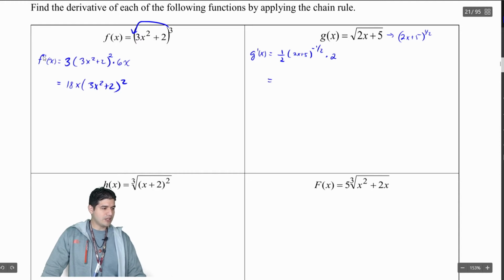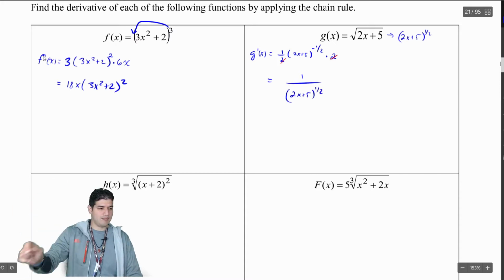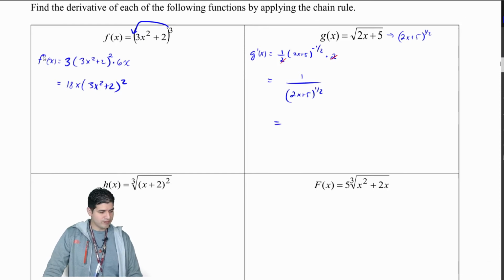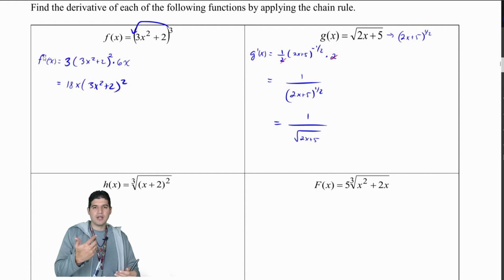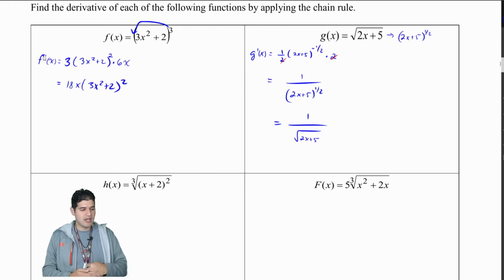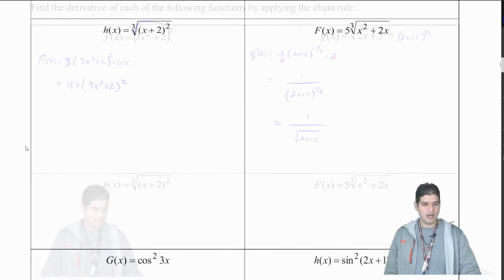All right, so as I go through simplifying this, I notice that these 2's divide out. So now I'm going to have 1 over 2x plus 5 to the positive 1/2, so I flip that into my denominator. And then now I'm going to just write this with the radical, 1 over the square root of 2x plus 5. And so as you see, now that we have the chain rule, we can take these complicated derivatives very, very quickly. All right, here we go.